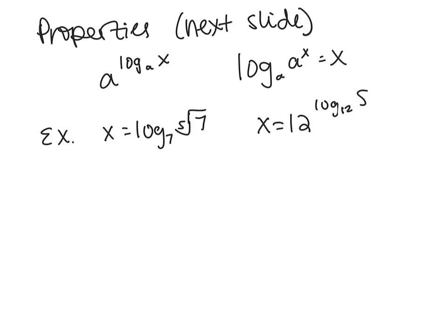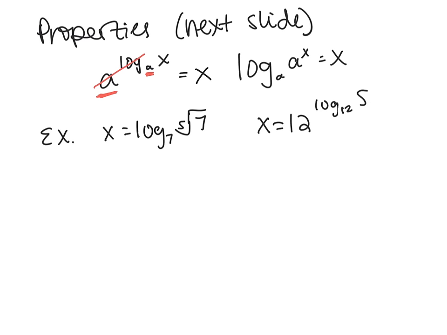Both of these properties come from the fact that exponents and logs are inverses of each other, so they tend to undo each other. So the first property says if we have a number and we're raising it to an exponent, and in that exponent is a log of the same base, so something is raised to a log of the same base, well then all of that will cancel out and it just equals x.